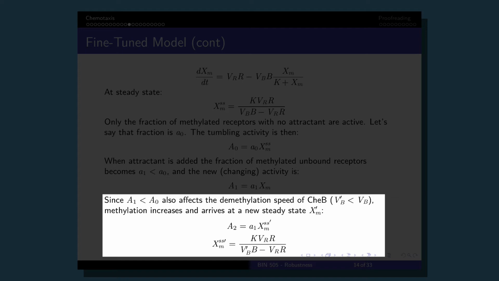Because remember that the moment the activity of CheA drops, the amount of CheB that's phosphorylated will also drop, and this is almost instantaneous when compared against the methylation speeds. So initially, when you add more attractant, CheA becomes less active, which means CheB will shift towards dephosphorylated, meaning VB will slow down. So we represent this with a new VB called V prime B, which is a slower demethylation of XM. We can so calculate the new steady state XM steady state prime, which is a steady state the system will arrive at once the methylation adapts in terms of this new V prime B.